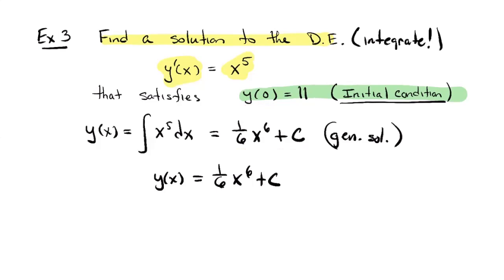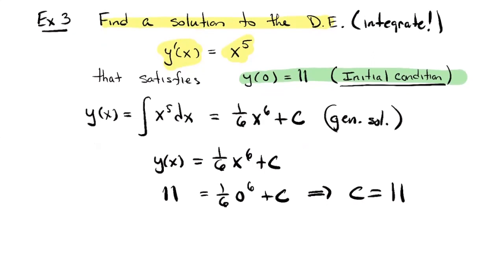Okay, if I use that initial condition, what does it mean? It means replace x with 0 while you replace y with 11. And in this case, it determines that the value of c would be 11. So the solution to this thing that satisfies that initial condition is y of x is 1/6 x to the sixth plus 11.